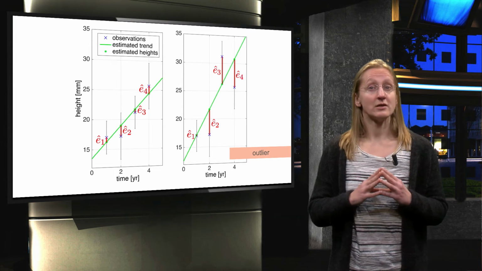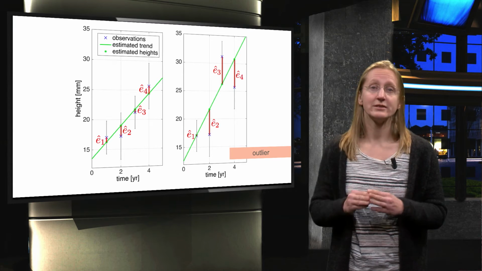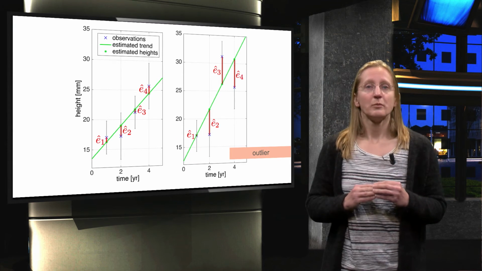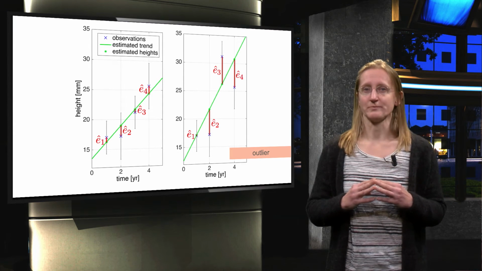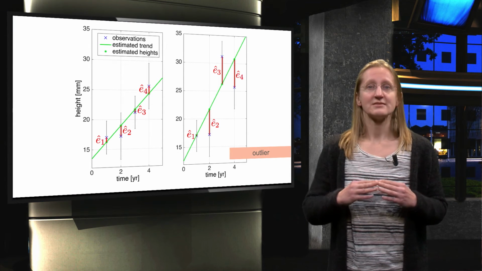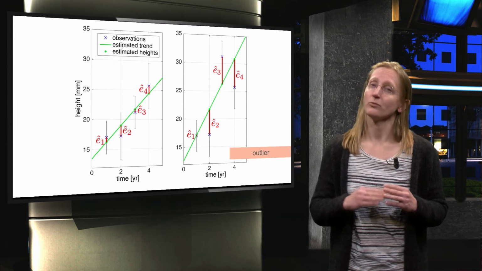We can see that not only the residual of the third observation is larger than in the unbiased case, but also the residuals of the second and the fourth observation are much larger. They are affected since the fitted line is pulled towards the erroneous observation. We'll come back to this.